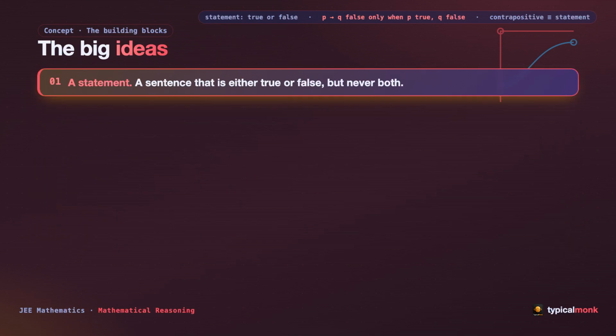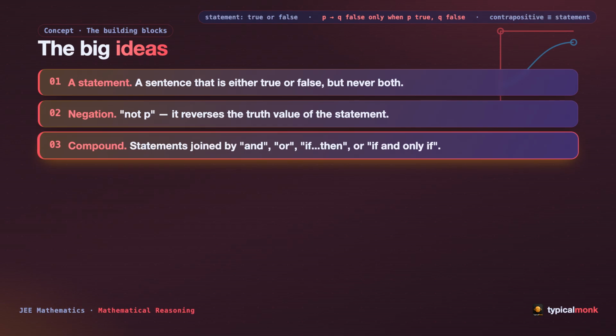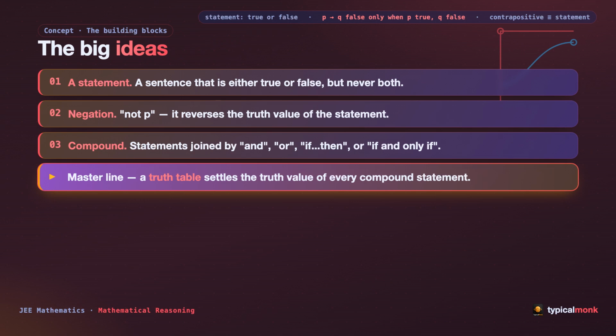Let us set the foundation. A statement is a sentence that is either true or false, but never both. Negation, written not P, simply reverses the truth value of the statement. Then there are the compound statements joined by and, or, if-then, or if and only if. Master line: a truth table settles the truth value of every compound statement.